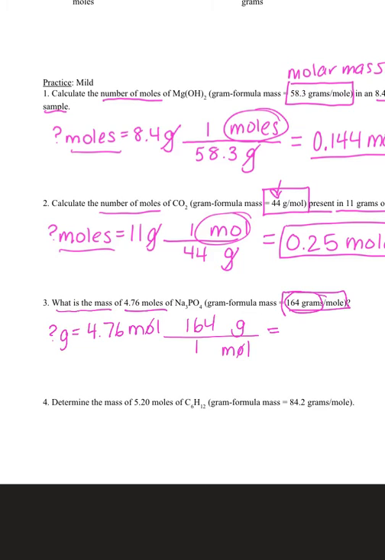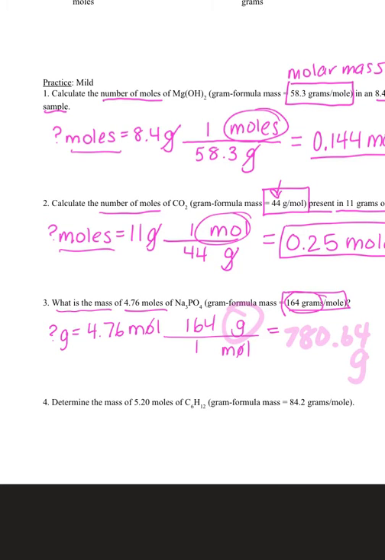We say 4.76 times 164. And we get an answer of 780.64, and the unit is grams. I'll switch my tool. Okay. So here, instead of going from moles to grams, we went from grams to moles, okay?